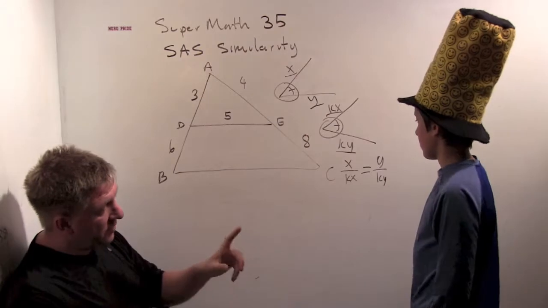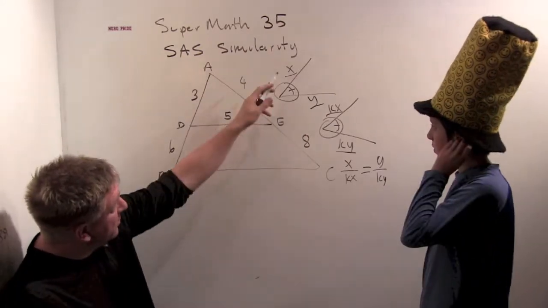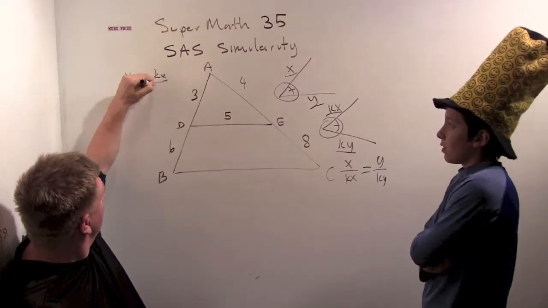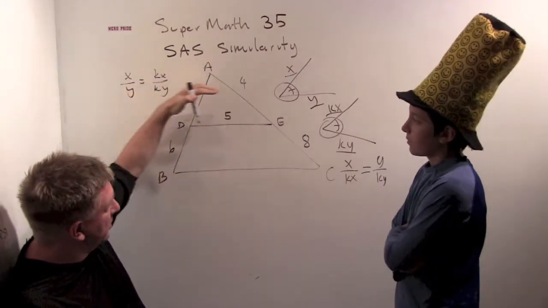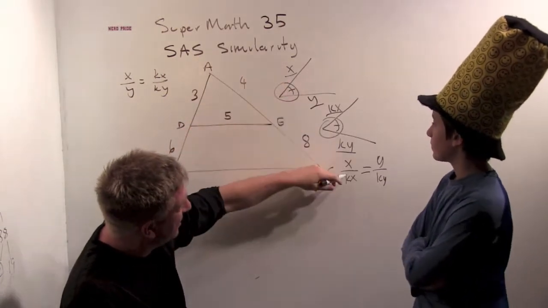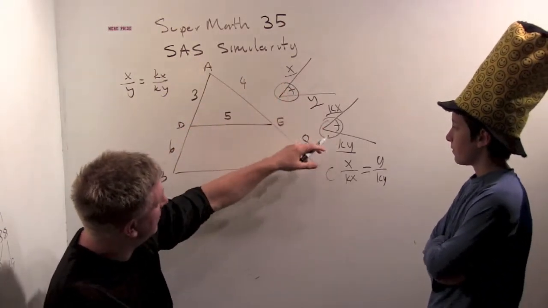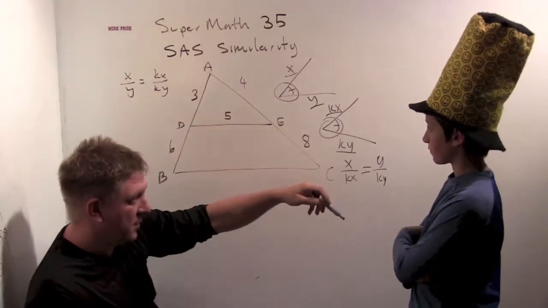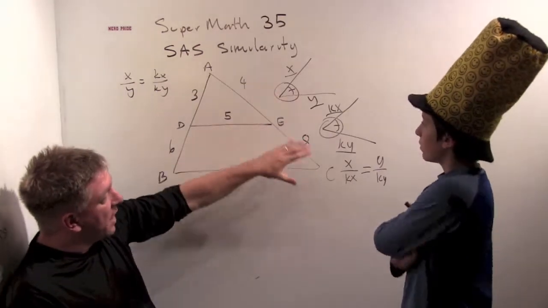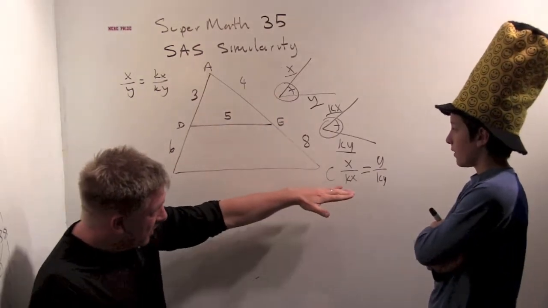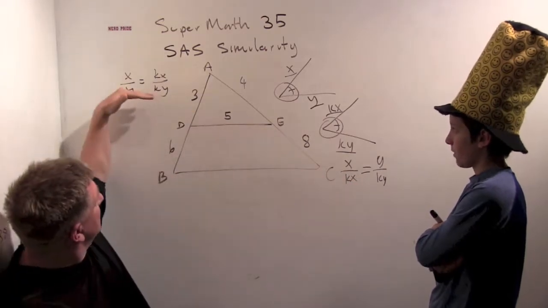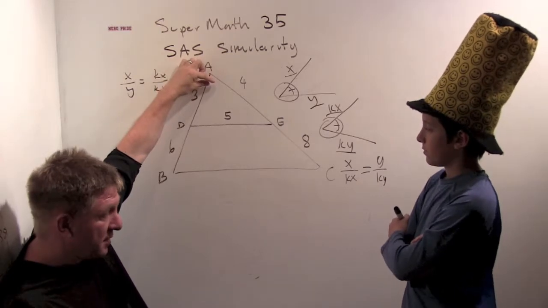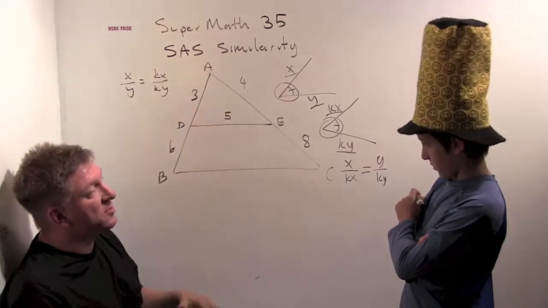Alright, very good. Or in the triangles itself, we could have X over Y equals Kx over Ky. This is what we would want. So either you can do it by the corresponding sides like you did, X to Kx, Y to Ky, or you can do it in the triangle itself, X to Y, Kx to Ky. And if that ratio is the same and the angle in the middle is the same, then the triangles are similar.